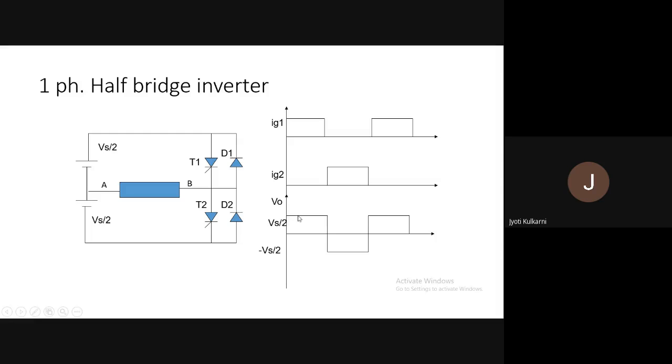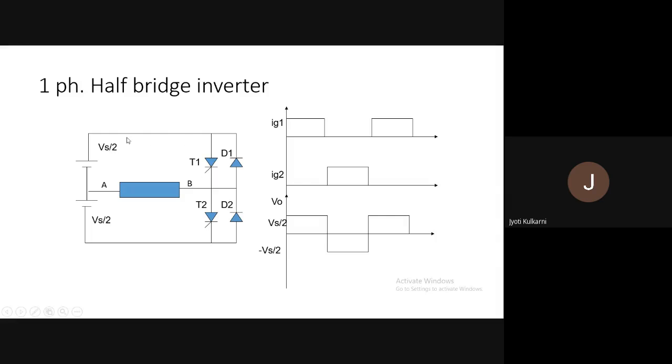So this Vs by 2 is the voltage of positive magnitude I am getting across my load. So the output voltage, during the conduction of T1, I am getting the positive half cycle of the magnitude Vs by 2. Everybody understood that? During the conduction of T1, my output voltage Vs by 2 is positive. Why is Vs by 2 positive?